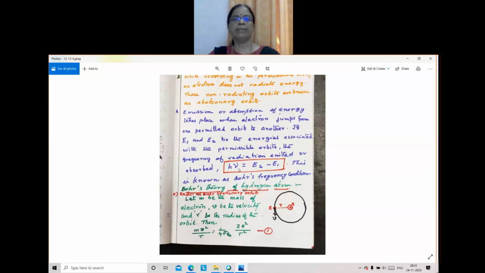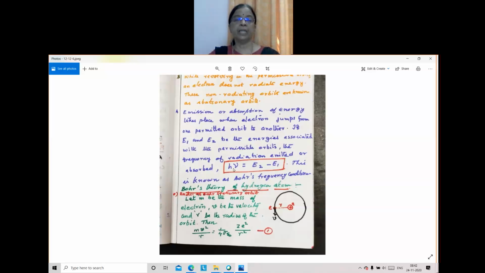So when it absorbs energy, it jumps from a lower energy level to a higher energy level. And when it jumps from a higher energy level to a lower level, it releases energy. That is what the next point says: emission or absorption of energy takes place when an electron jumps from one permitted orbit to another. If E1 and E2 are the energies associated with the permissible orbits, the frequency of radiation emitted or absorbed is given by h nu equal to E2 minus E1. That is the fourth postulate.